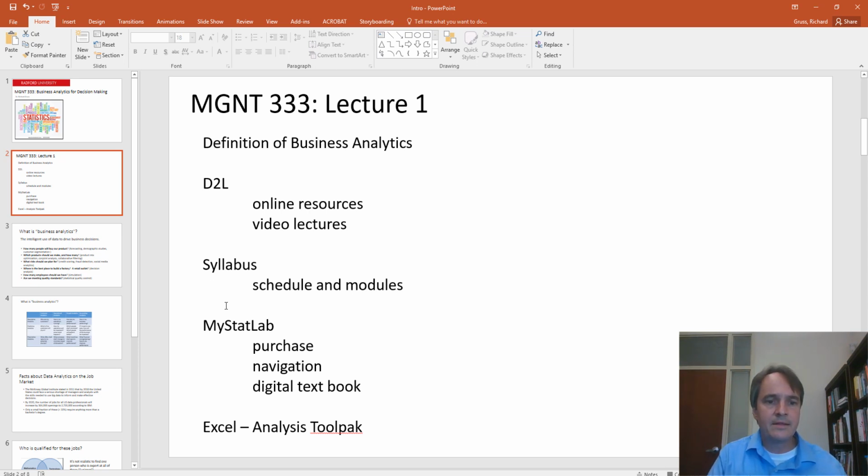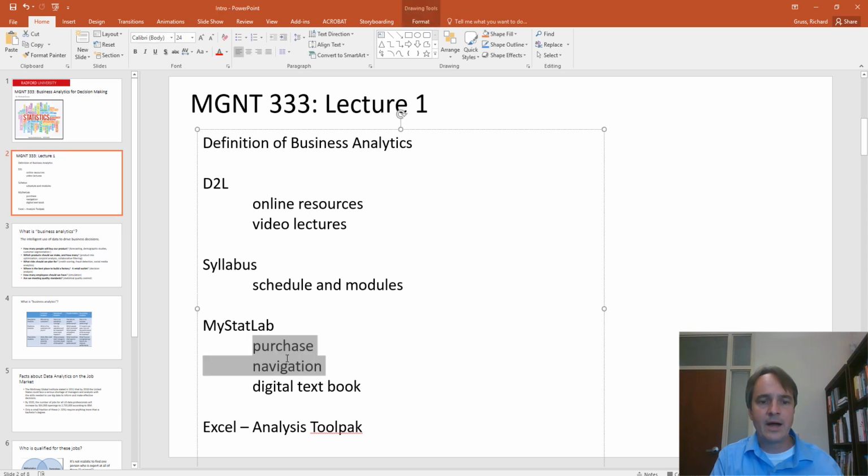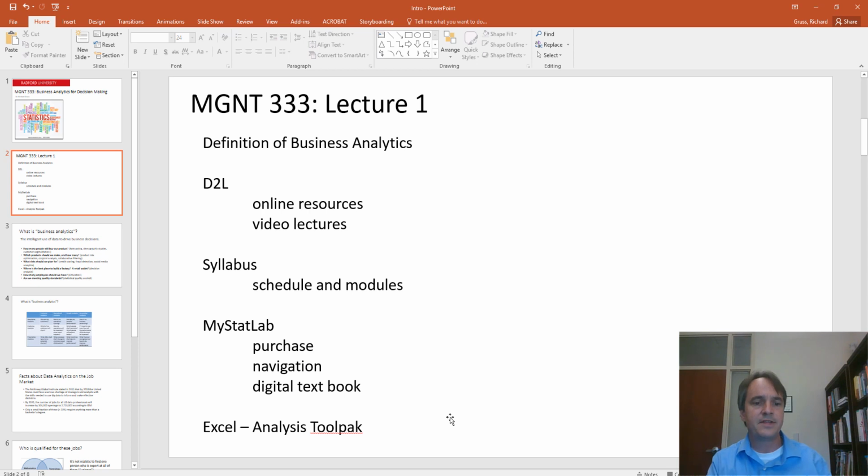Then we'll take a look at MyStatLab, which is where most of your work is going to be submitted. Well, you'll find out that it's really going to be a lot of pointing and clicking and submitting answers, and because everything is distant, that's really the only assignments that you'll have. So I'll spend a little bit of time going through the mechanics of exactly how that works. In terms of how to purchase it, how to work your way through it, and then how to find your way through the digital textbook.